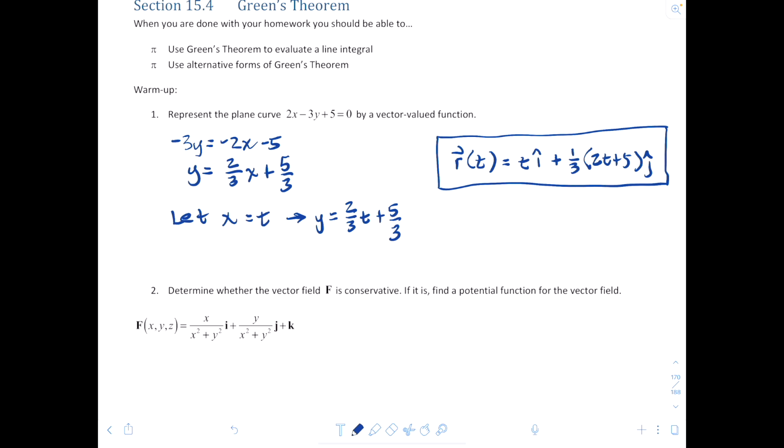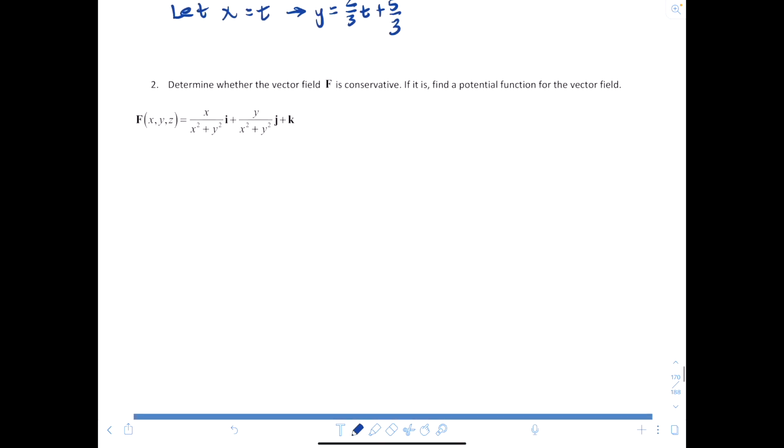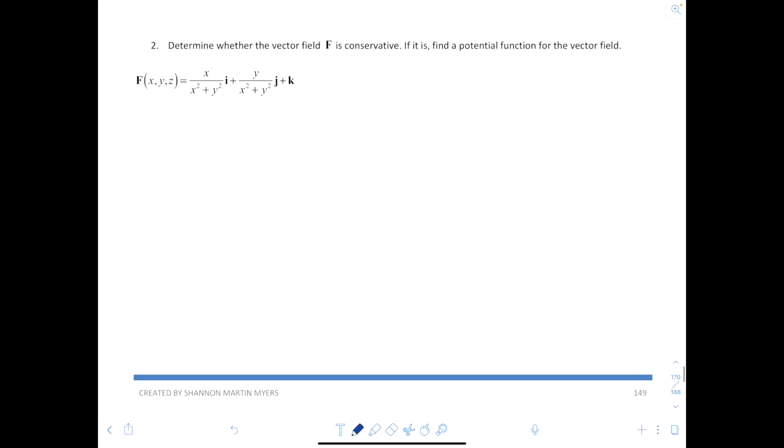All right, so now for number 2, we want to determine whether the vector field F is conservative. If it is, find a potential function for the vector field. This is a vector field in space. It should be relatively easy in the sense that the first partials with respect to P, which would be the coefficient for k, will be 0. So that will make it a little easier.